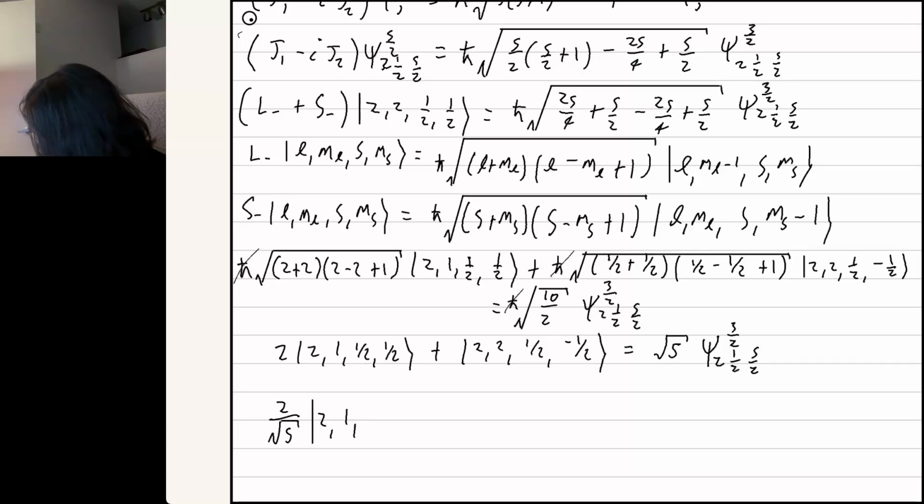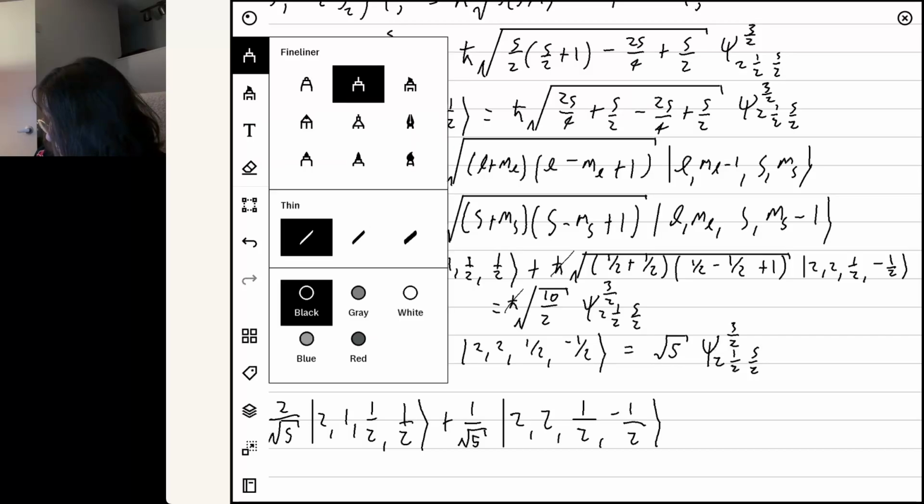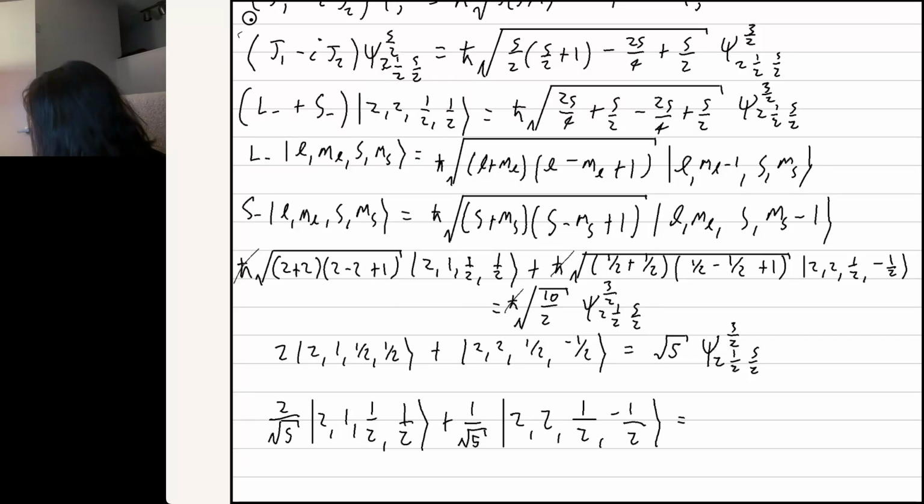|2, 1, 1/2, 1/2, 1 over root 5, |2, 2, 1/2, half minus 1 half. Now we have to do the same thing, but with j equal to 3 halves.